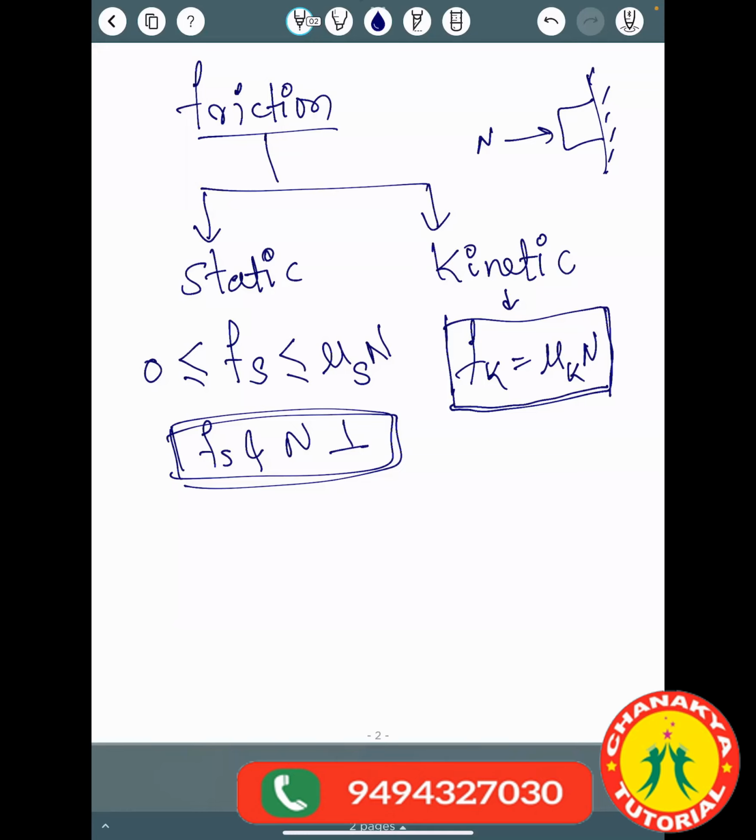Why do we say that static friction has a range? Quickly tell me.